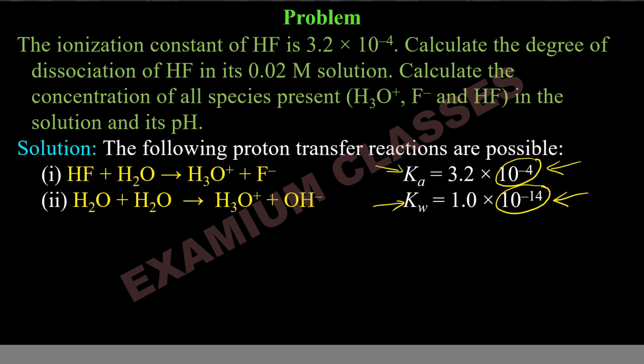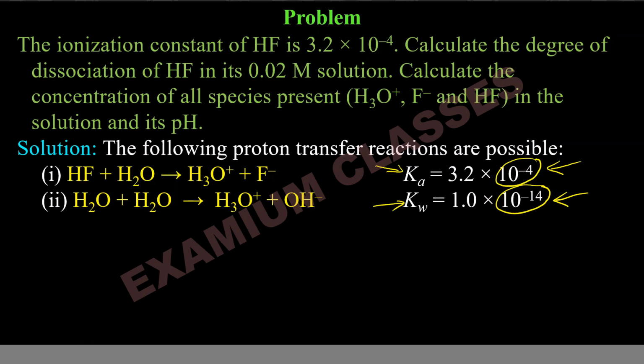So as Ka is much greater than Kw, we will consider the hydronium ion concentration only because of Ka, not Kw. We will consider only one reaction. Here the initial concentration is given as C, 0.02, and obviously here we have 0. Then it will be minus C alpha. If you remember, this will be C alpha, this will be C alpha, right?